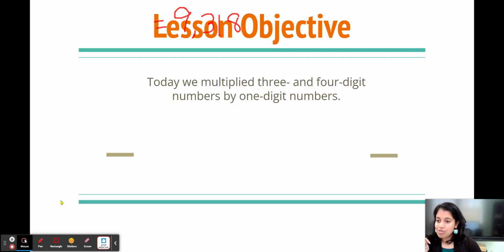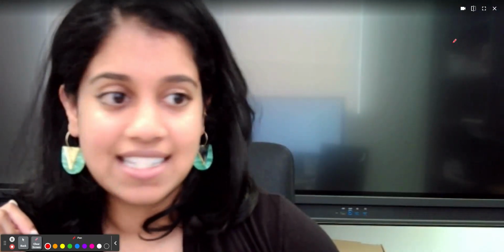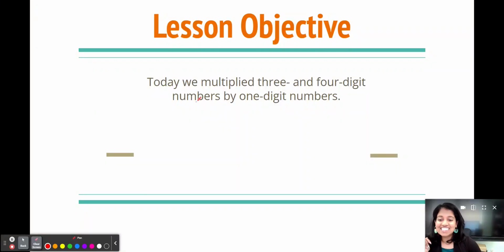All right, everyone, let's go over our lesson objective for today. So today we multiplied 3 and 4-digit numbers by a 1-digit number.